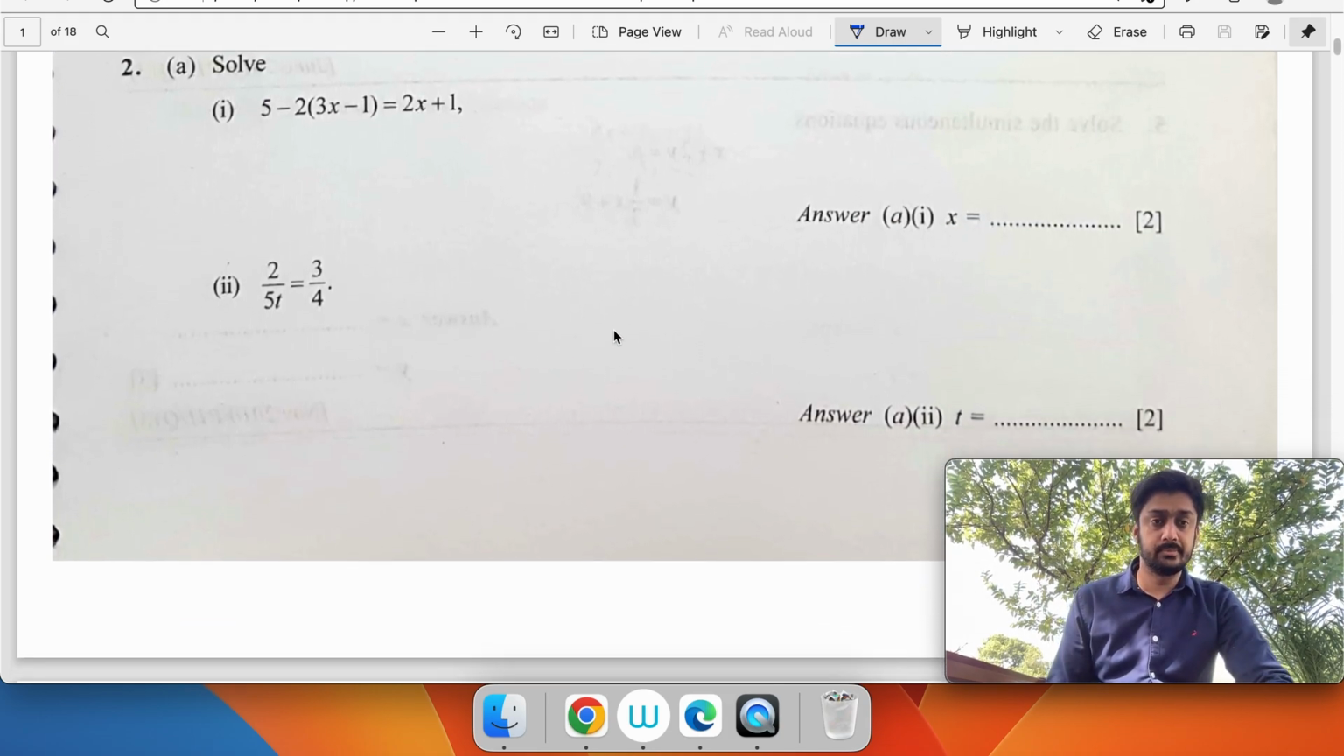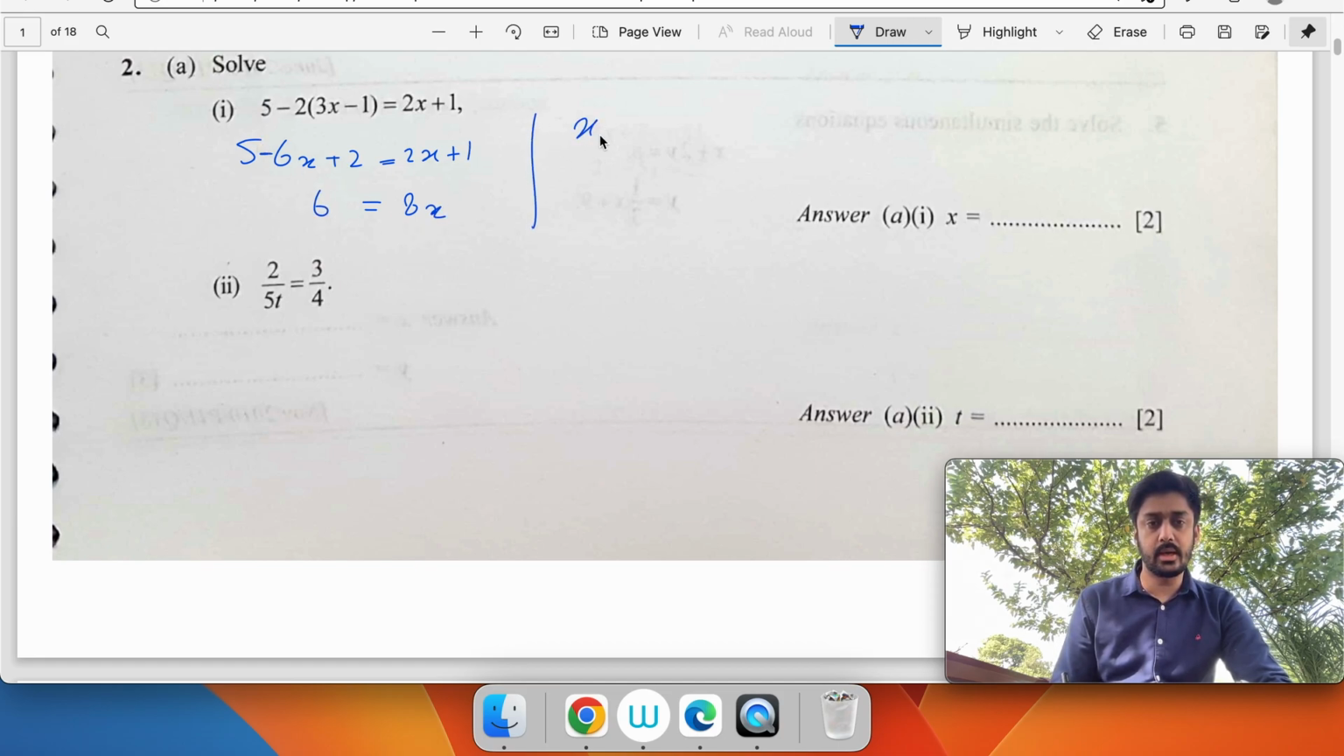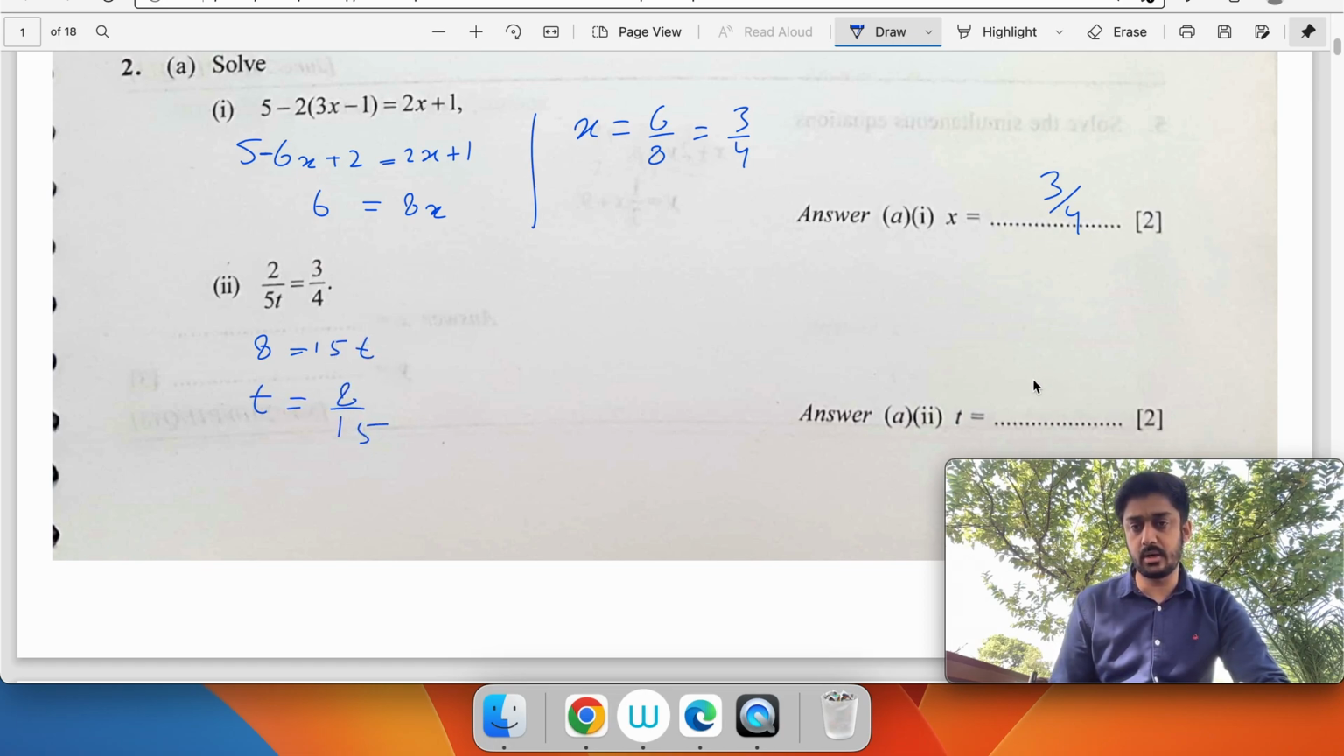Solve the equation. Expanding, we get 6x on one side and 2x plus 1 minus 6x on the other. Taking 6x to the other side becomes 8x. So x equals 6 by 8, that is 3 by 4. Solving for t, cross multiply. 4 twos are 8, 5 threes are 15. Make t the subject: t equals 8 by 15.